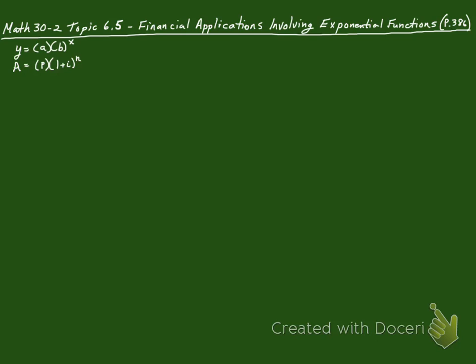And we're going to compare it to the compound interest formula for money, which is A equals P times (1 plus i) to the power of n. Now, P is going to be like our a, and that's going to be principal, our initial amount of money that we're going to invest. A is going to be the amount of money that we're going to get.